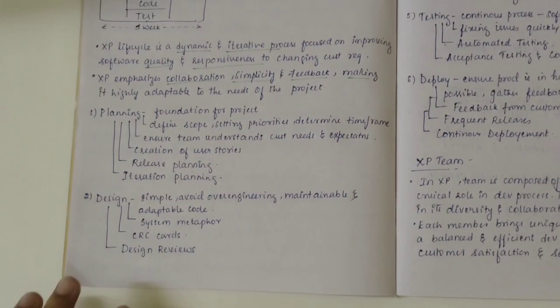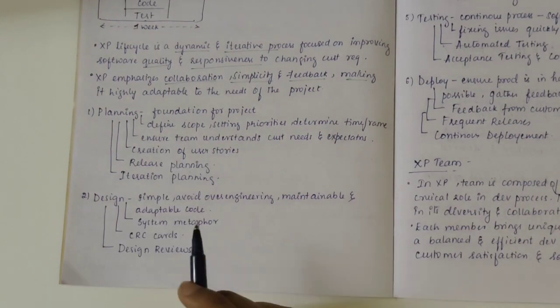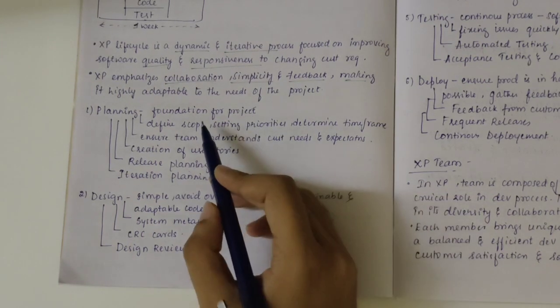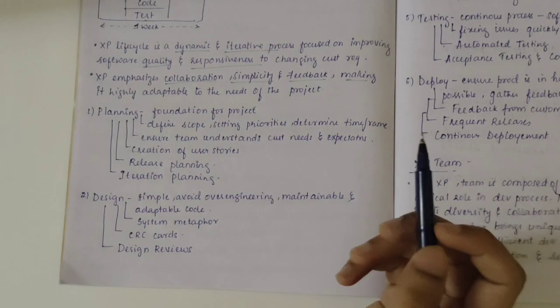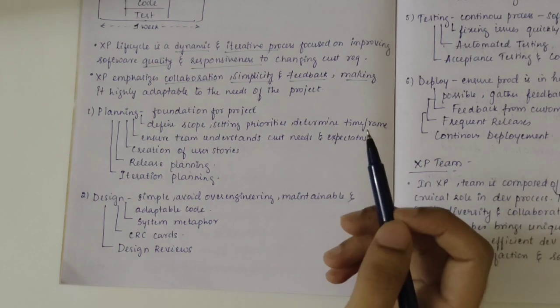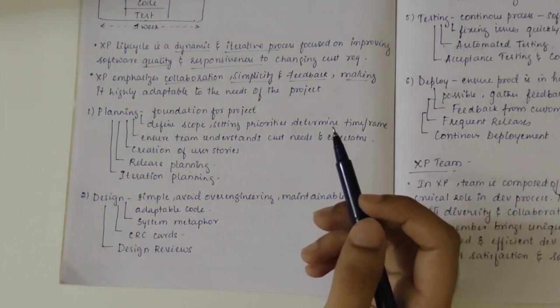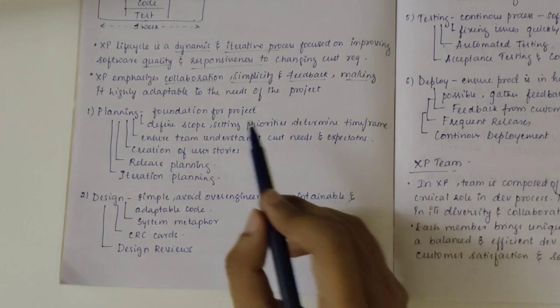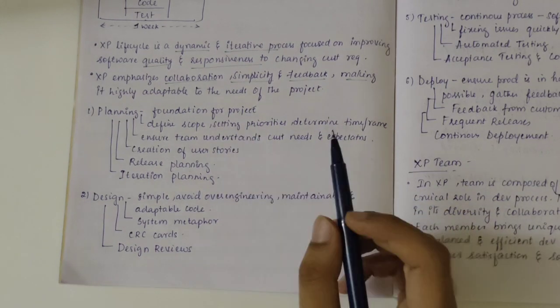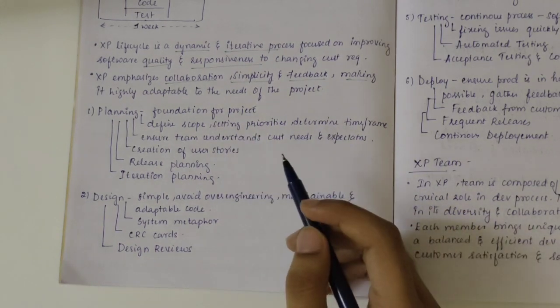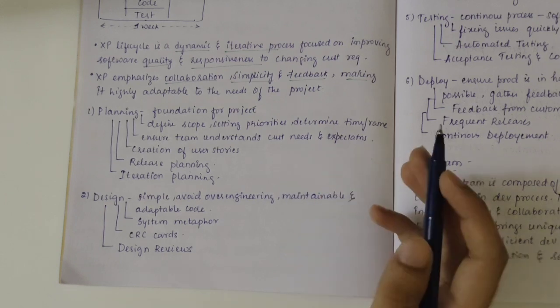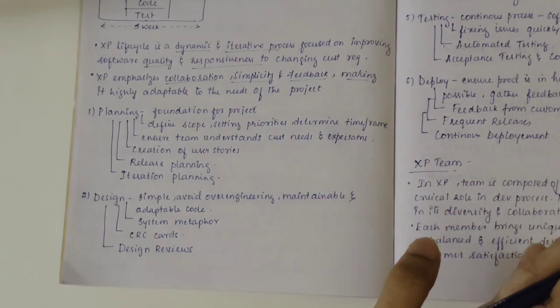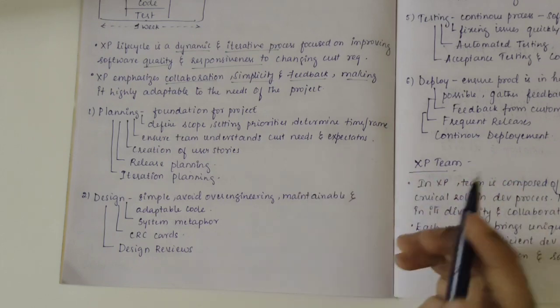The first one we have is planning. Planning is the foundation for our project. Here we define the scope, and then we come up with user stories, which are simple, informal descriptions of features or functionalities. After that, we set the priorities, depending on which requirement should happen first. Prioritization happens from the business perspective and from the technical perspective also.